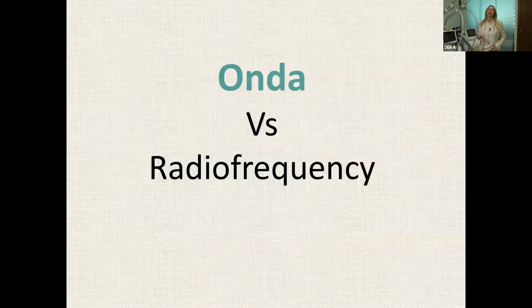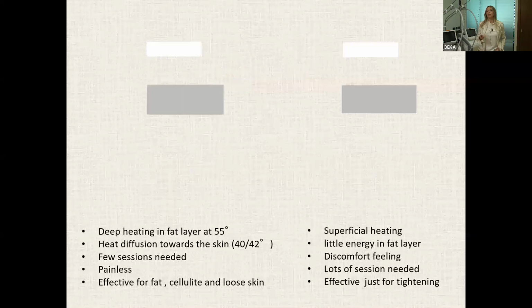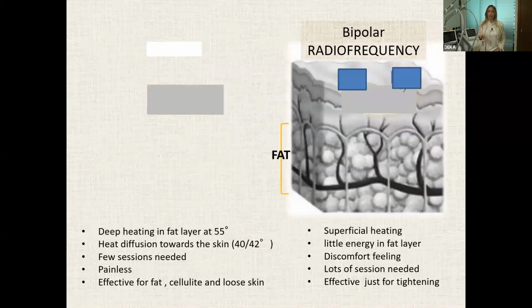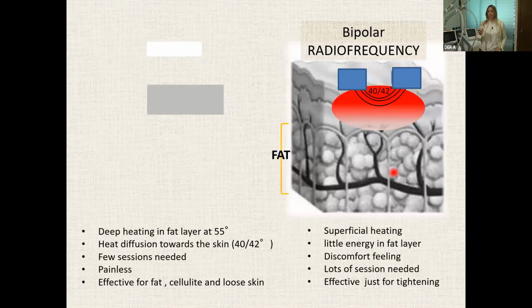Okay. Now we show some comparisons between Onda and other machines, other devices. The closest energy to us is radio frequency. So let's see the difference. When we deliver radio frequency, the energy, as I said before, remains in the skin layer, reaching a maximum of 42 degrees in the skin layer. So you see that the fat layer is completely not involved.